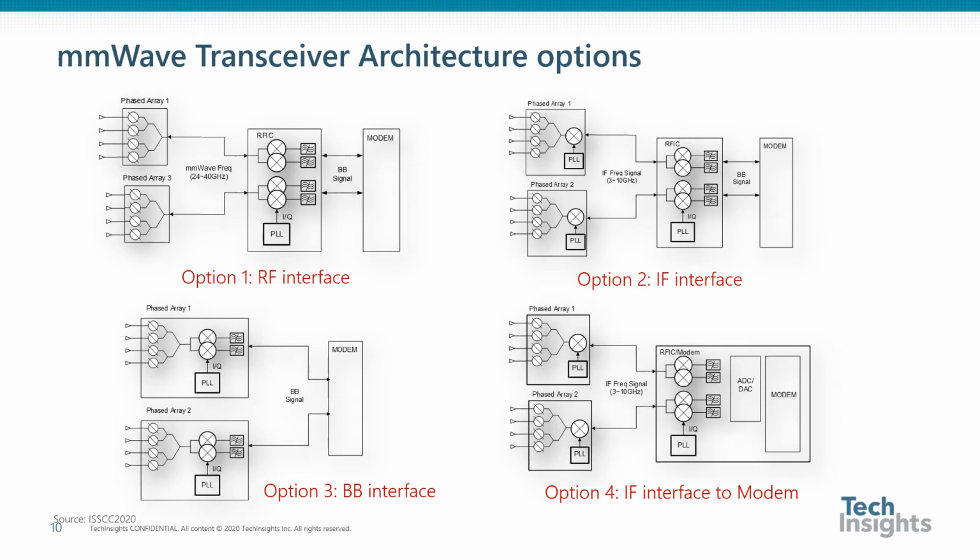Option 4 is the IF interface to modem. This solution is similar to option 2, except that the IF from the phased array is routed to the modem / SoC that integrates the IF RF chip and the modem. And this integration can be in the form of a multi-chip package or integration onto a single die. The single die integration is desirable, but less likely as analog RF functions are still hard to implement on the lower process nodes of the modem. So, which option do we see in practice?